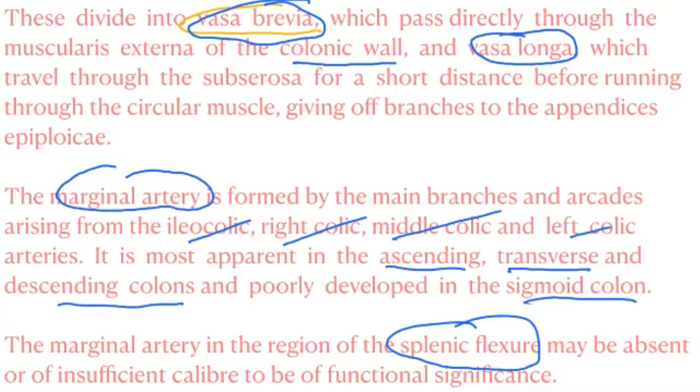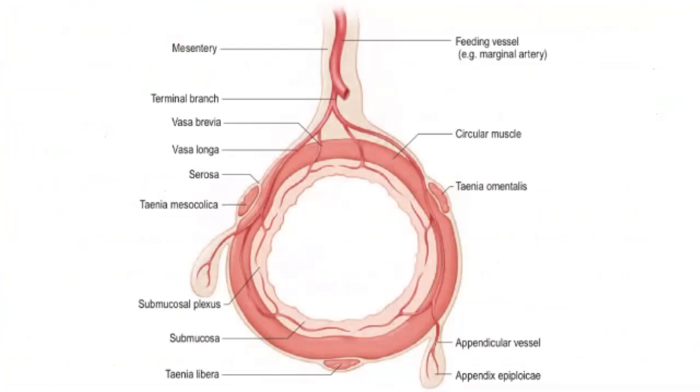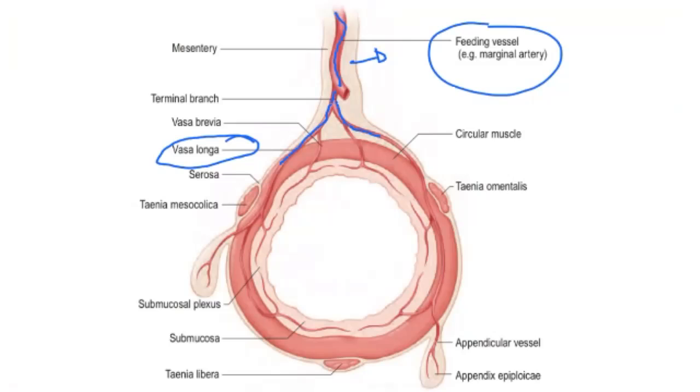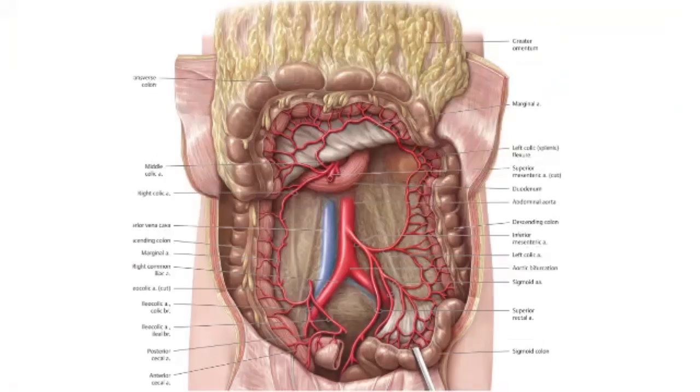See, within the peritoneum, the mesentery, this is the marginal artery, right? The marginal artery is giving off branches. This is the vasa longa, the first branch. From the vasa longa come the vasa brevia, right? So this supplies the whole bowel. These are the superior mesenteric artery and the inferior mesenteric artery. See, observe the marginal artery, right?